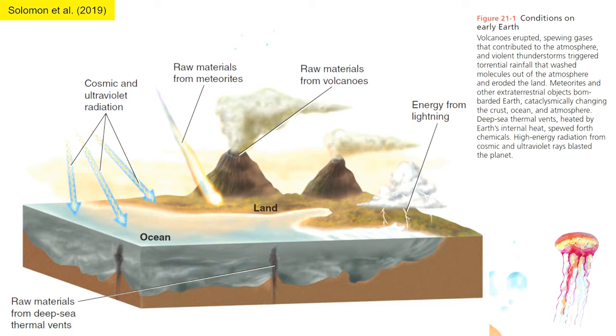Raw materials could have also come from the meteorites because our planet was constantly bombarded by extraterrestrial objects back then. They might have brought those possible raw materials that triggered life. And not only those things, but we have a lot of sources of energy during those times. We are receiving a lot of cosmic and ultraviolet radiation, and we have a lot of energy coming from lightning during those early Earth climates. Now, these are the conditions of the early Earth.